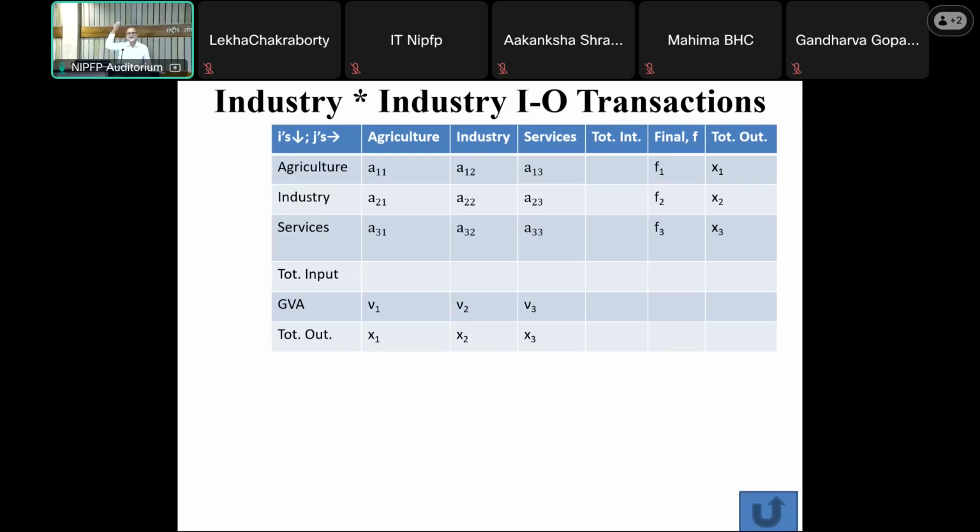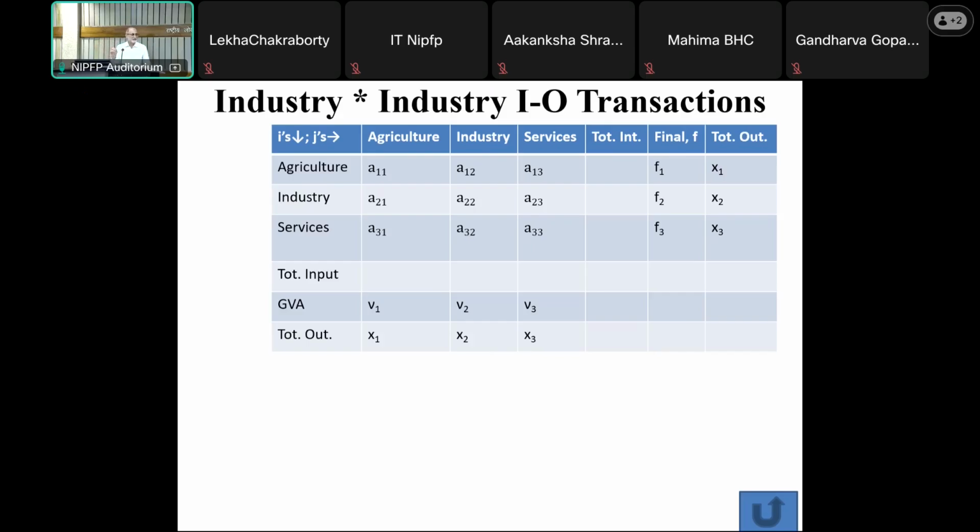that is along the row. The same thing you can get along the column also, like what is the input which a particular sector is drawing from all other sectors. So you add up those inputs which are going there, and then you add the factor inputs, which is the gross value added, and you will get again the total value of the output from that industry. So both the column total and the row total are x1 or x2, x3, they balance.